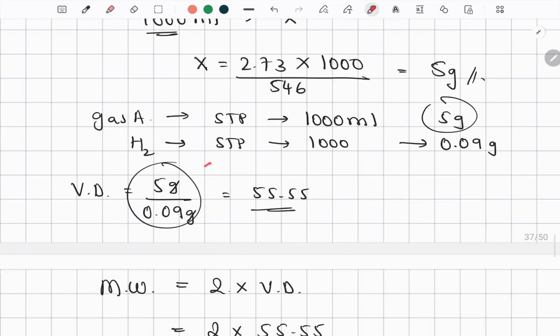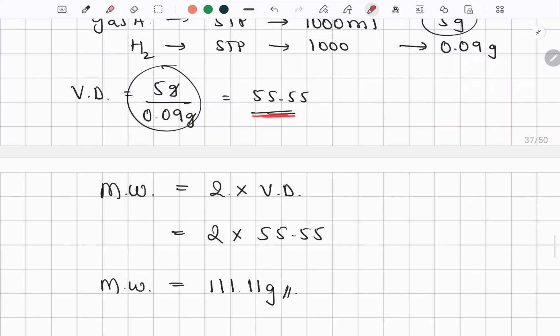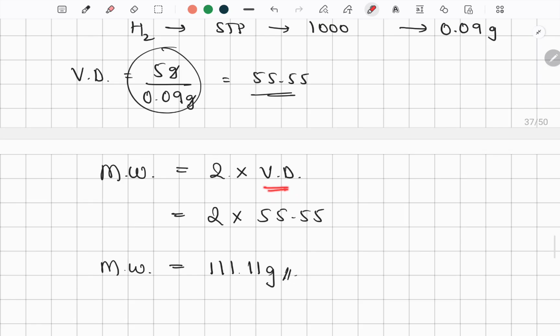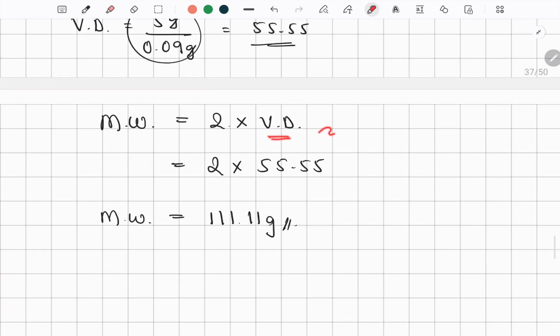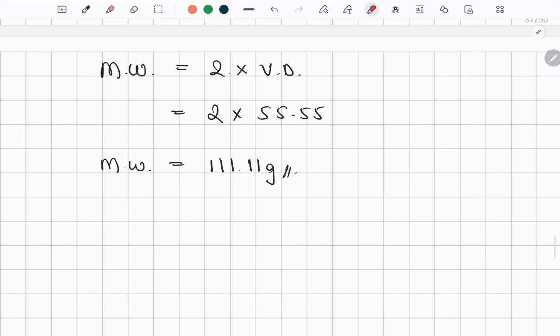Then we put both the values into the formula of vapor density and we got the final answer for the vapor density. As we discussed, vapor density is the ratio of similar physical quantities, so it is a unitless quantity, no unit for the vapor density. Then we substituted the vapor density and multiplied it by 2 and got the final answer, which is the molecular weight or relative molecular mass of gas A, which is 111.11 gram. I hope you understand this question.